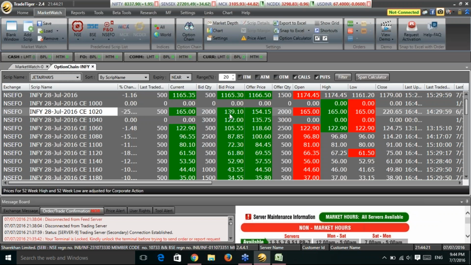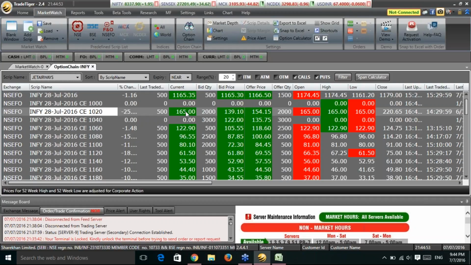So let's remember here, I am buying at 165, and let's say 5 minutes later the market increases and it goes to 170. Let's say the Infosys price is 1165, it goes to 1175. A 10 rupee increase in the share price. Quite possible the premium will also increase 8-9 rupees or 10 rupees. So it goes to 175. So you bought at 165, you sell at 175, you make a profit of 10.